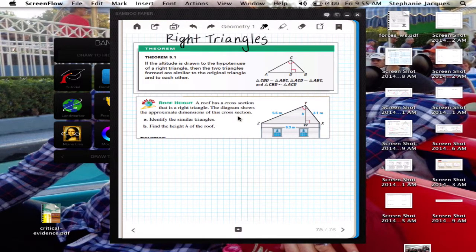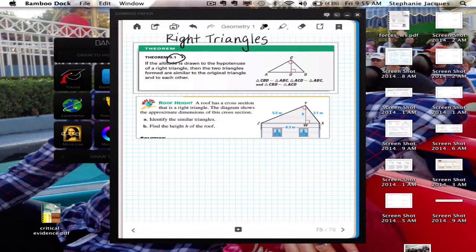All right, today we'll be talking about right triangles, and first, how they're similar. First, we'll look at theorem 9.1. If the altitude is drawn to the hypotenuse of a right triangle, so let's look at our triangle over here.